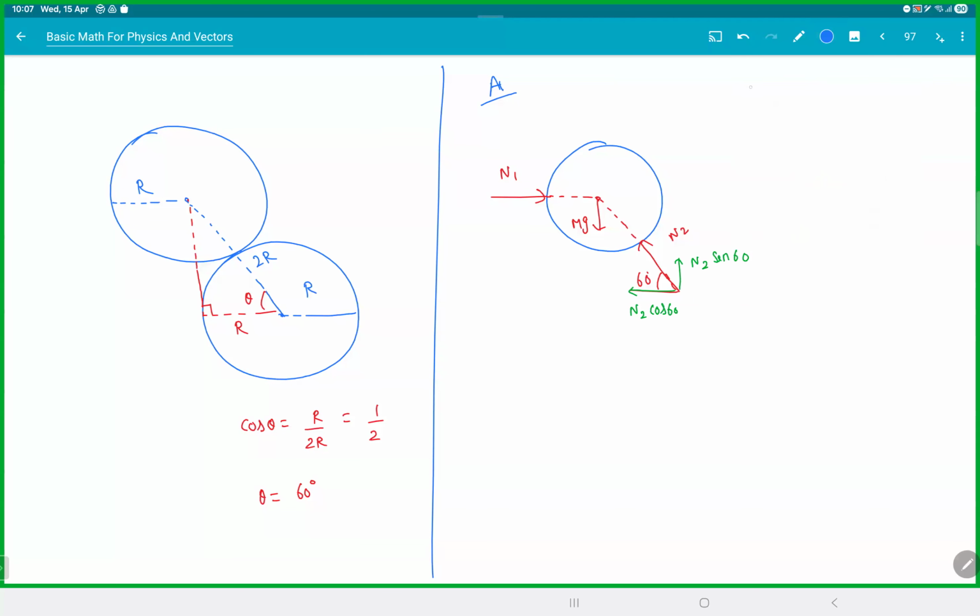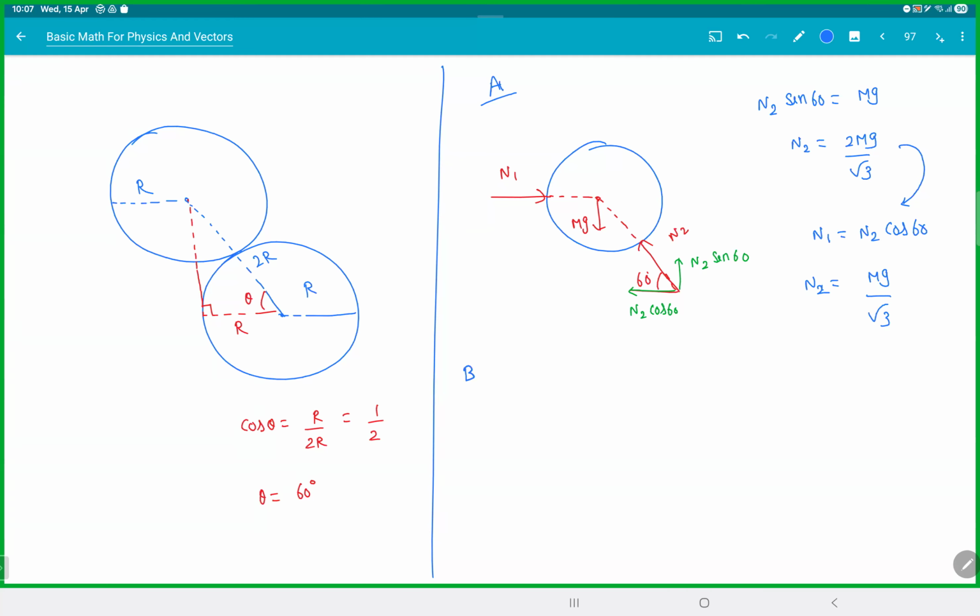Once we got this, in the vertical direction, who is balancing the weight? N2 sin 60 is balancing the weight. Sin 60 is root 3 by 2, so this will become N2 = 2mg by root 3. Who is balancing N1? N1 is balanced by N2 cos 60. But what is N2? We already got this, substitute here. Cos 60 is half, so N1 = mg by root 3. Any doubt so far?